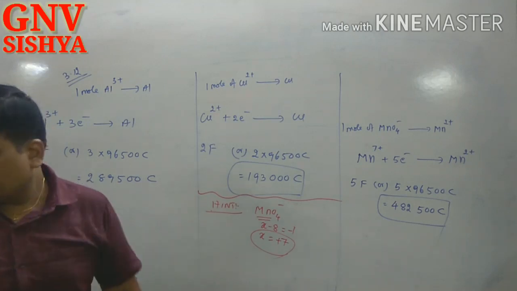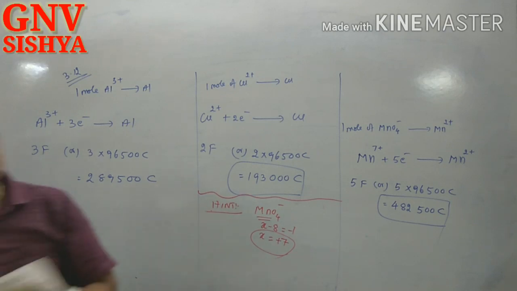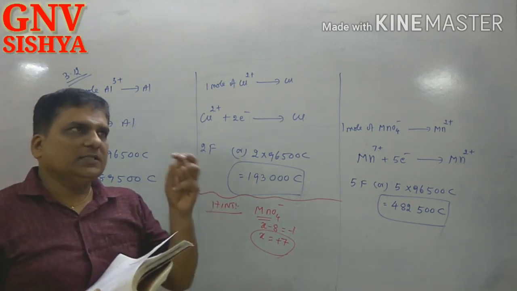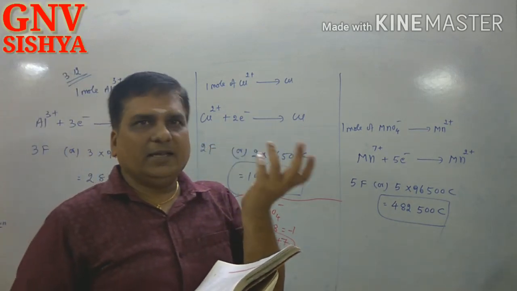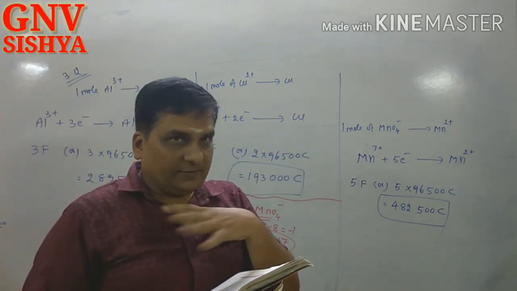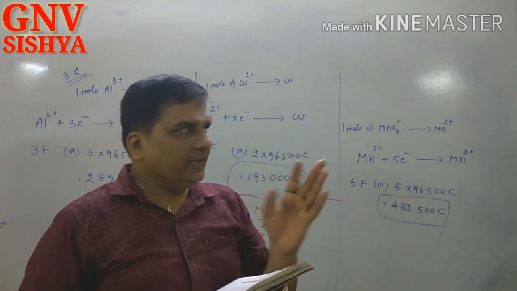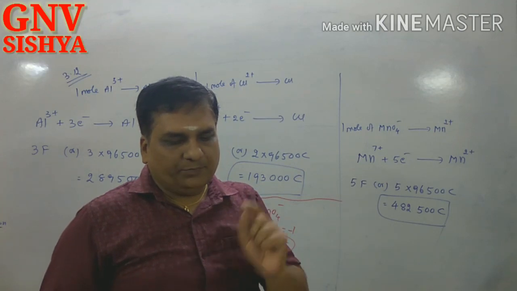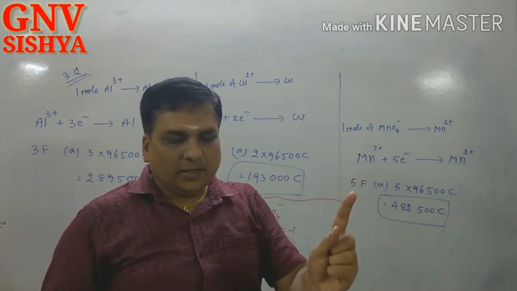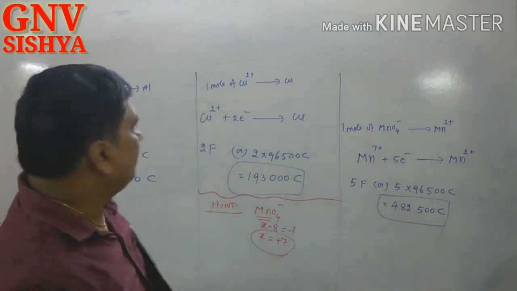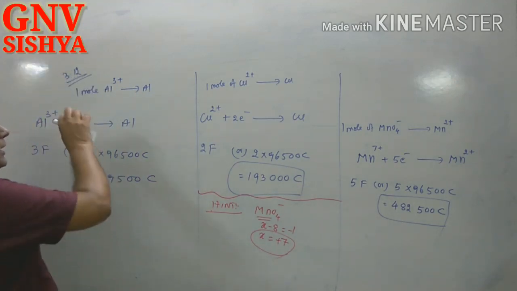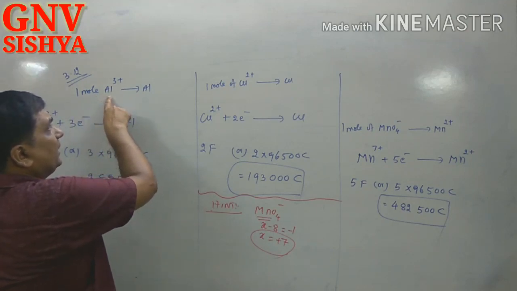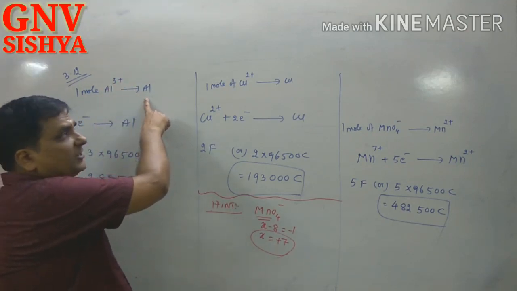What is the question? How much charge is required, in a quantity of electricity? They didn't specify whether in coulomb or in Faraday, so I did both. For the following reduction: 1 mole of Al3+ to Al. This is a very important part of the discussion now. Here, how you interpret 1 mole of Al3+ to Al, first division.